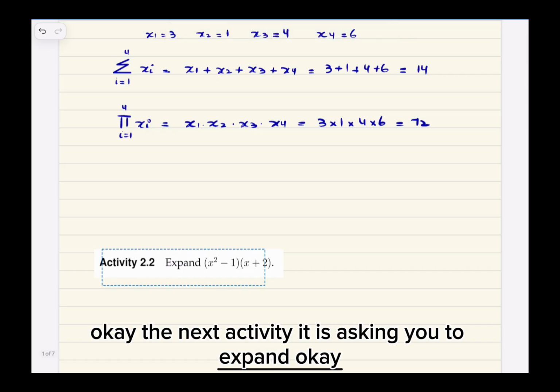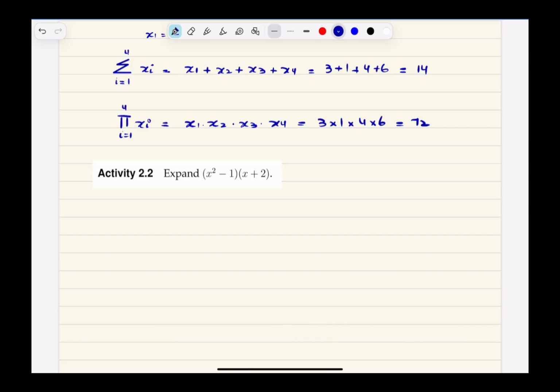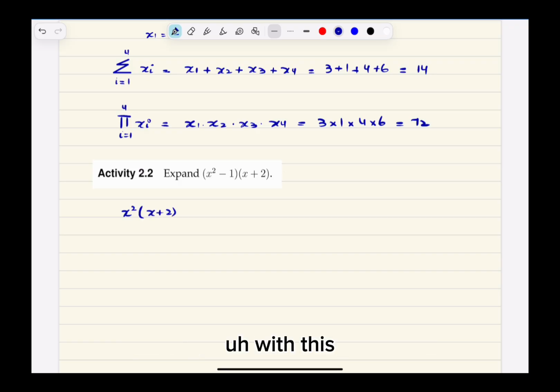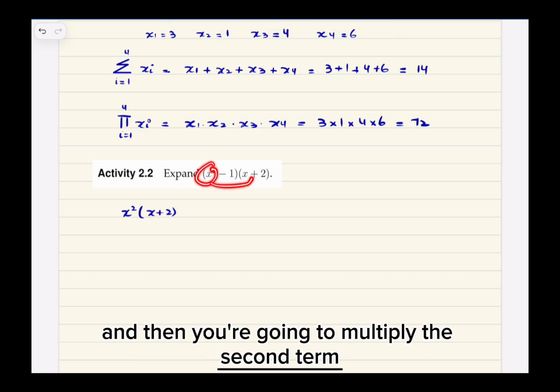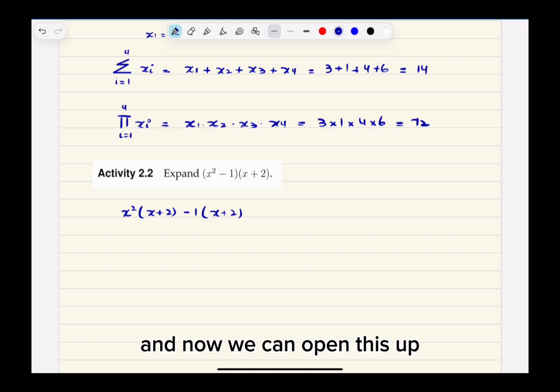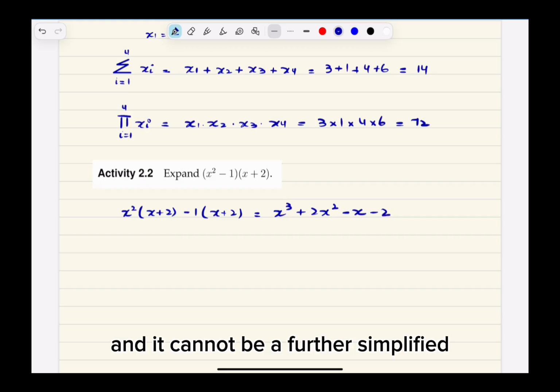Okay, the next activity is asking you to expand. Expansion means that first you're going to multiply x squared with this, and then you're going to multiply the second term, which is minus 1, with x plus 2 again. And now we can open this up. It's going to be x cubed plus 2x squared minus x minus 2. And it cannot be further simplified.